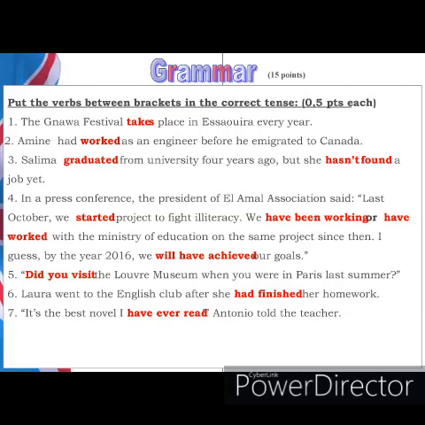6, Laura went to the English club after she had finished her homework. Two actions happening in the past, one is before or after the other. Okay, and after is always followed by past perfect, and this is what we learned together before. Okay, number 7, it's the best novel I have ever read, Antonio told the teacher.